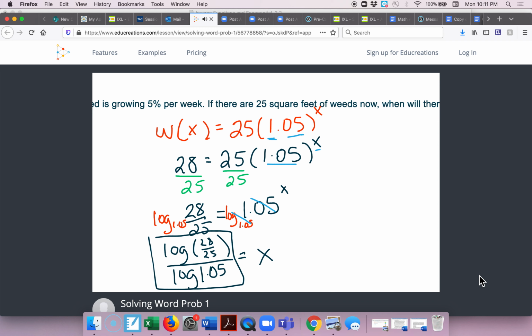All right, in this context, that's not terribly useful, right? We probably would want to actually calculate and see what that is. It's like, hey, when am I going to have 28 square feet of weeds? Oh, in log of 28/25 divided by log 1.05 weeks. So it'd be better to have an actual number here. Well, we would let our calculators handle that.